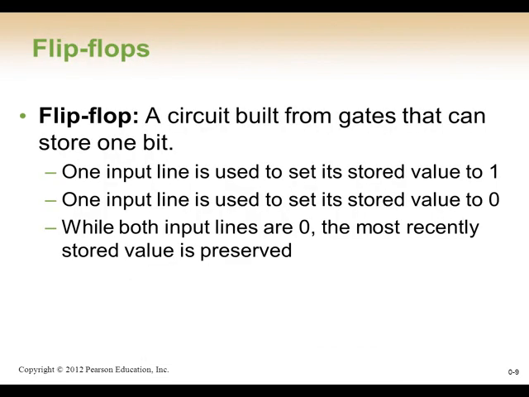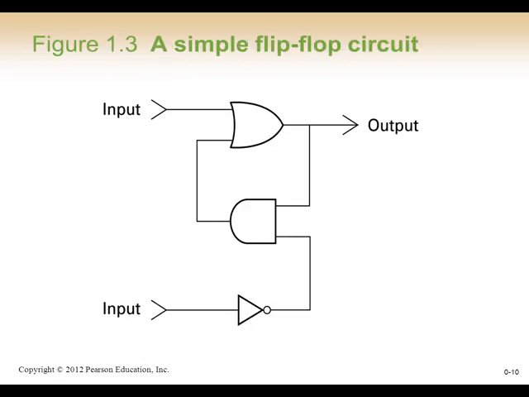A flip-flop is a circuit built from gates that can store 1 bit. So it's going to store 1 bit. That way it can use it. One input line is used to set its stored value to 1. One input line is used to set its stored value to 0. So we're going to use this 0 and 1 to get, while both input lines are 0, the most recently stored value is preserved. That way we can have some values before we start.